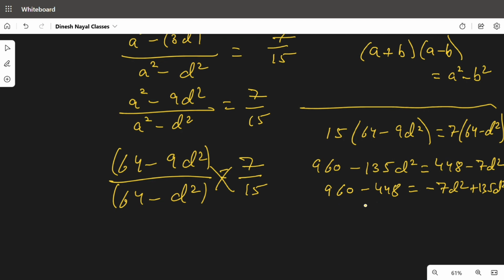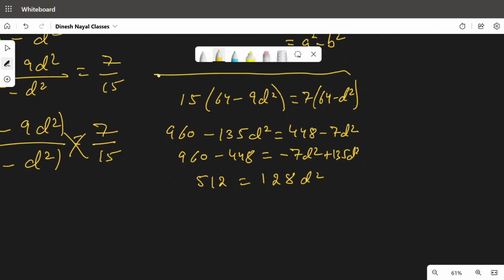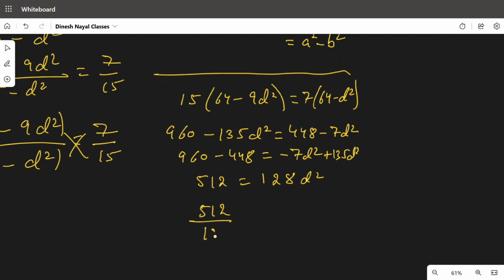Okay, 960 minus 448, that's easy. 512 equals minus 7 plus 135, which is 128. 128d square. Now, what is d square? Let me just do it like this. d square will be 512 divided by 128 equals d square.